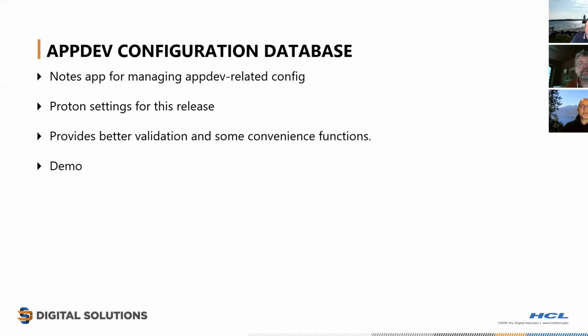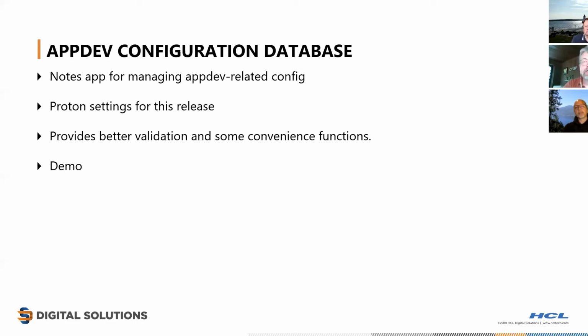So the next thing is the AppDev configuration database. We've created a Notes app, and it's for AppDev related config. Right now it's limited to Proton, because for this release, as you would expect, it provides better validation than just typing things into Notes.ini, and it has some convenience functions, which are useful, especially for those maybe not as used to Domino yet.